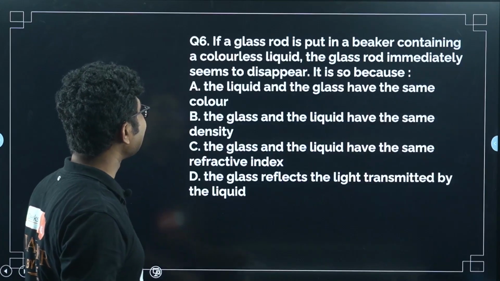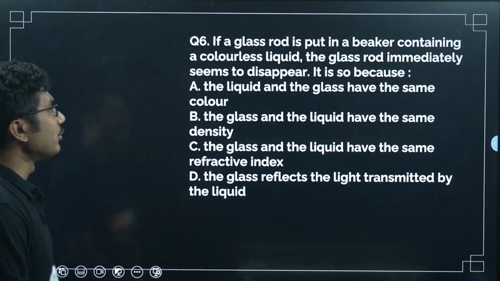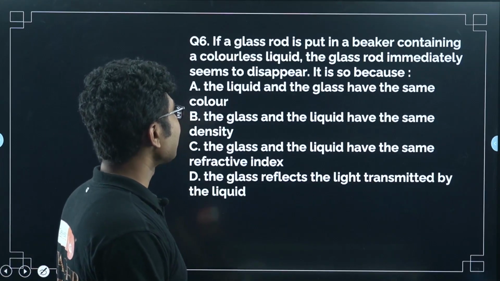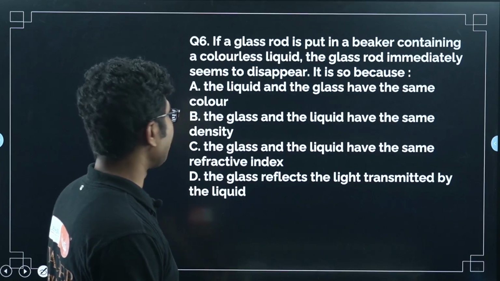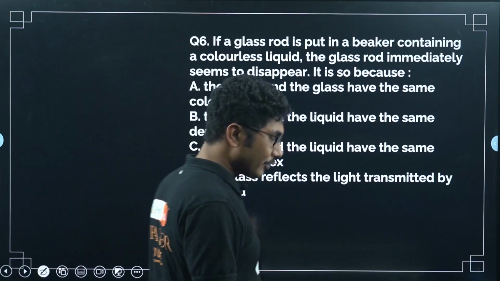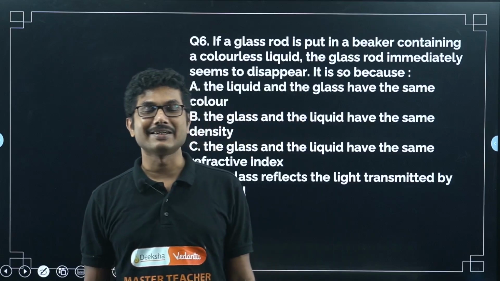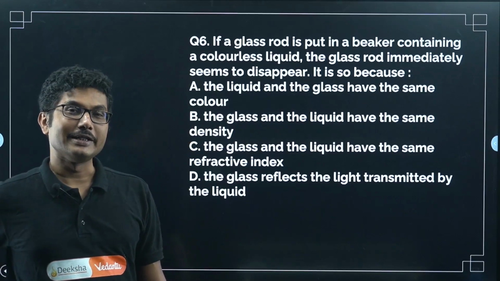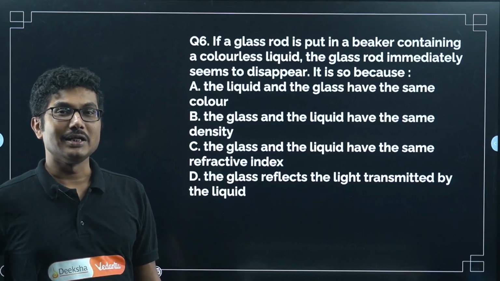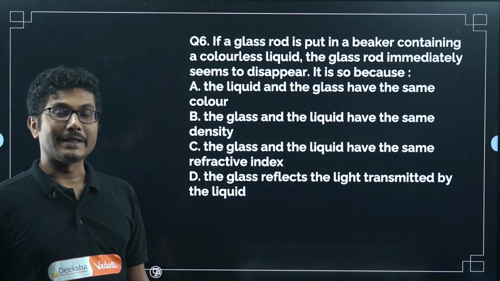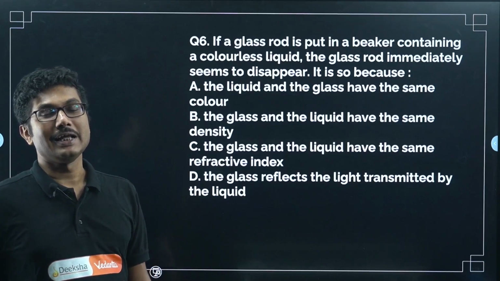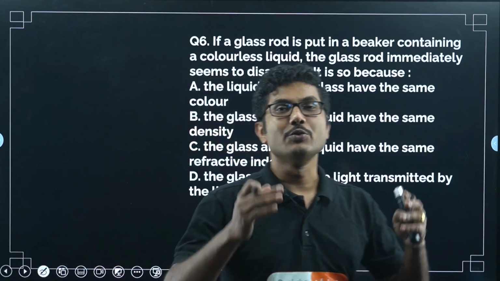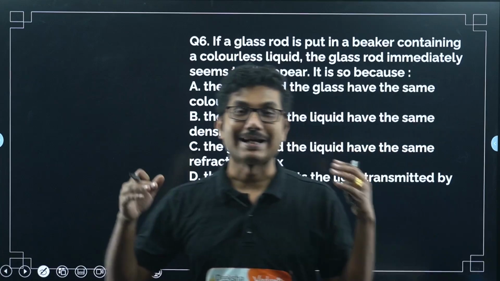Now question number 6: if a glass rod is put in a beaker containing a colorless liquid, the glass rod immediately seems to disappear. If you have seen YouTube videos, there they show some magic tricks, saying that this is refractive index. Initially it was completely visible, they make it disappear, then suddenly it comes back again. That is nothing but when the refractive indices of two media are the same, that is equal.